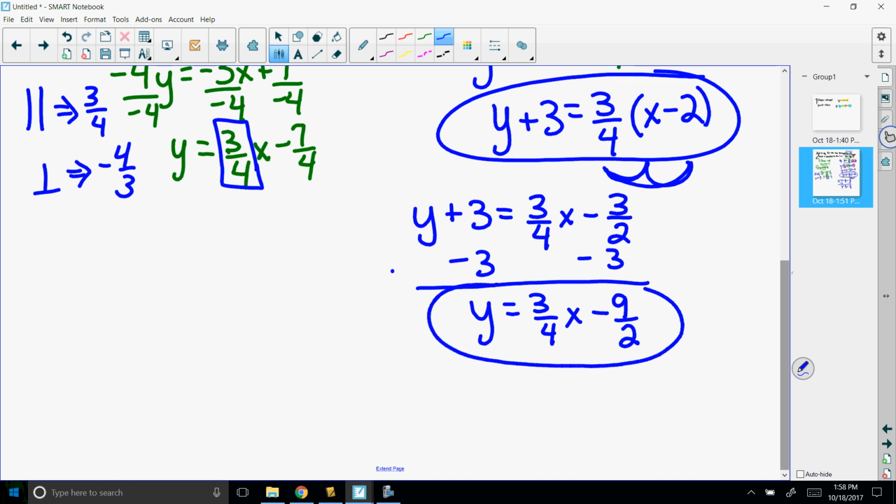This is a different format you could have it in, possibly, if they ask you for the y-intercept format. Now, what if they ask you that other format you've noticed that they're going to ask you in the homework assignment, which is ax plus by equals c?